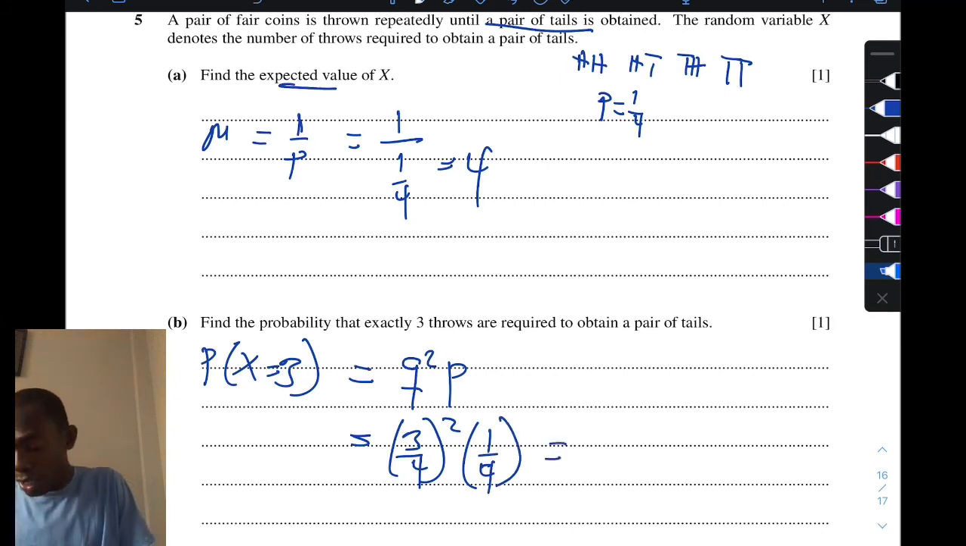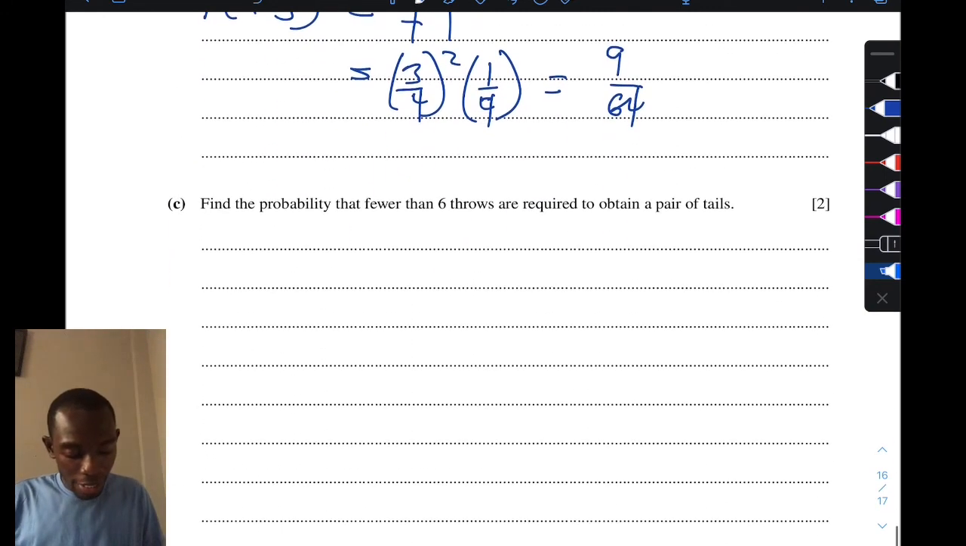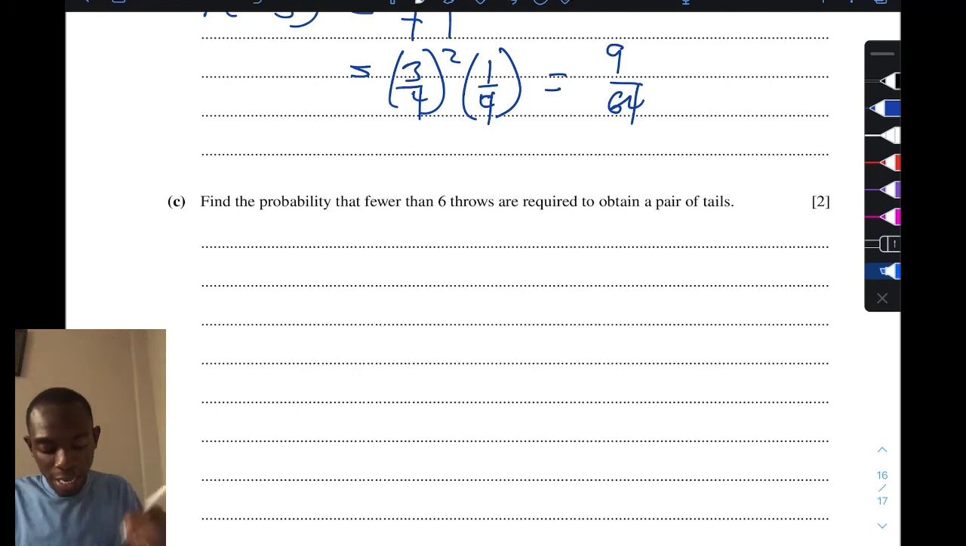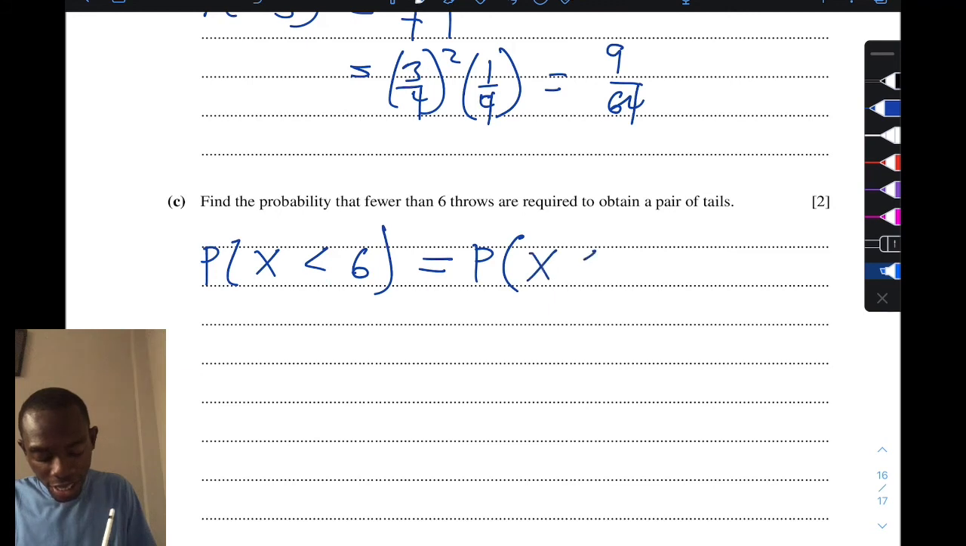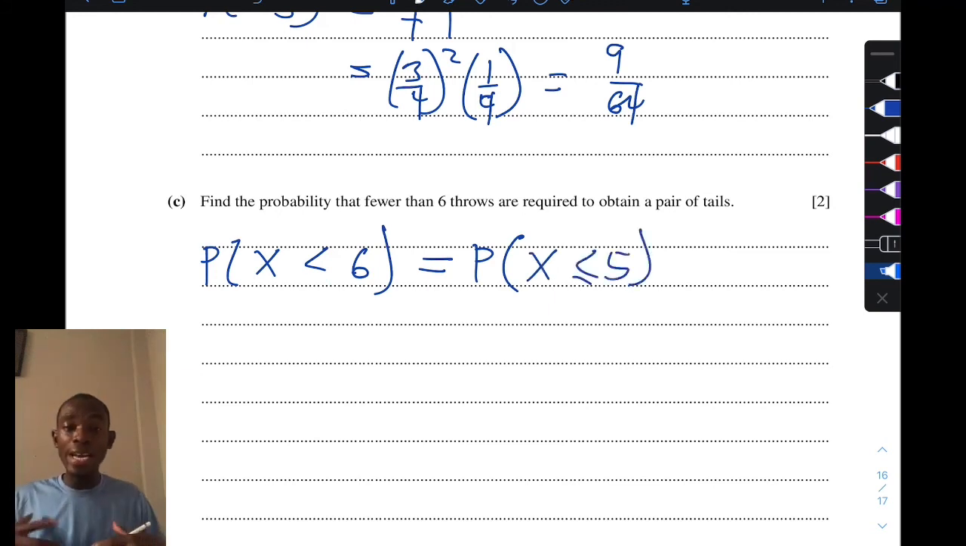Just put this on the calculator. So you have (3/4) squared times 1/4, and that gives you 9 over 64. Great. Now the next thing is to find the probability that fewer than 6 trials are required to obtain a pair of tails. If it's fewer than 6, then x is less than 6. But x less than 6 is also x less than or equal to 5, because you never get to 6. So it means from 5 way down.